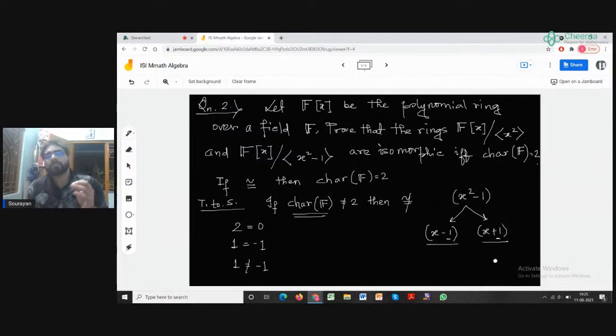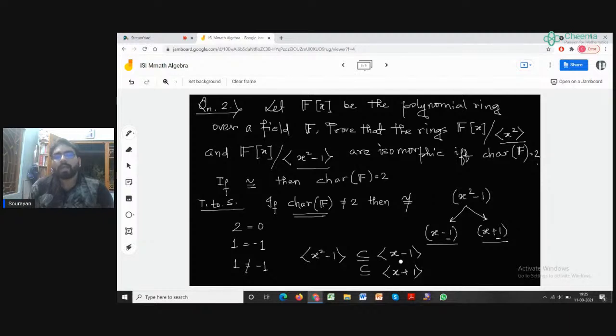Thus, these two are practically different ideals. Now, since F is a field and these are basically principal ideals, x square minus 1 having these two generators, the ideal generated by x square minus 1 is contained in the two ideals generated by x minus 1 and generated by x plus 1, and these two ideals are maximal ideals in F[x].